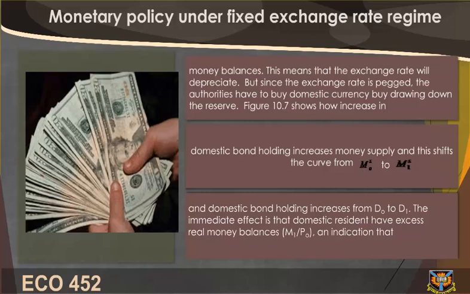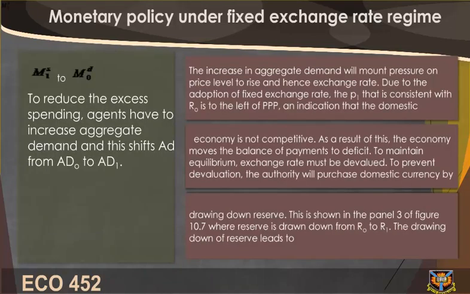Figure 10.7 shows how an increase in domestic bond holding increases money supply, and domestic bond holding increases from D0 to D1. The immediate effect is that domestic residents have excess real money balances, M1 over P0, an indication that to reduce the excess, agents have to increase spending, and this shifts AD from AD0 to AD1. The increase in aggregate demand will mount pressure on price level to rise and hence exchange rate.